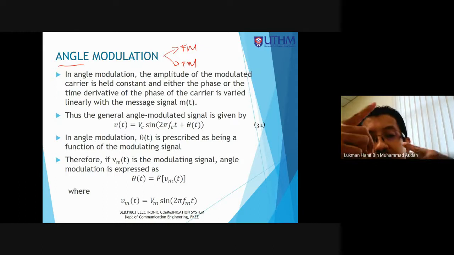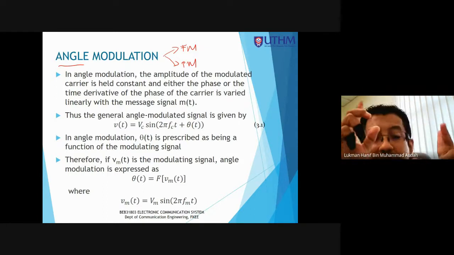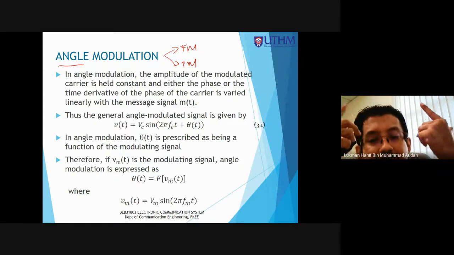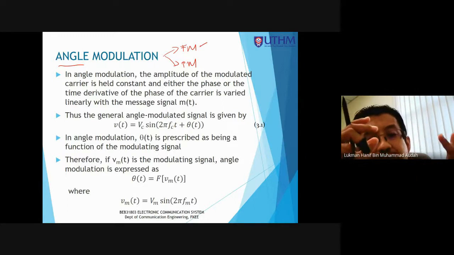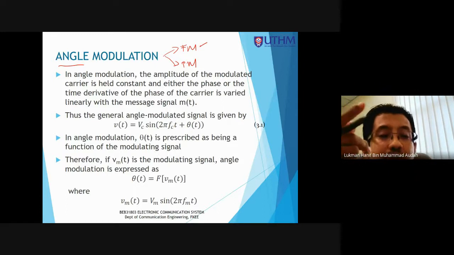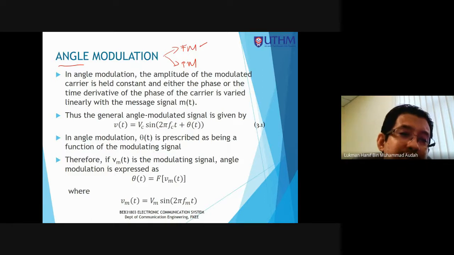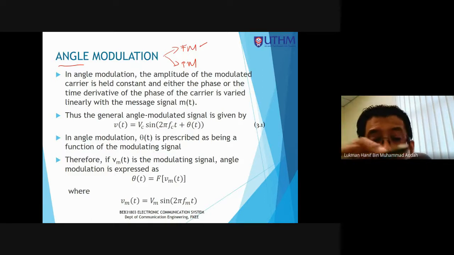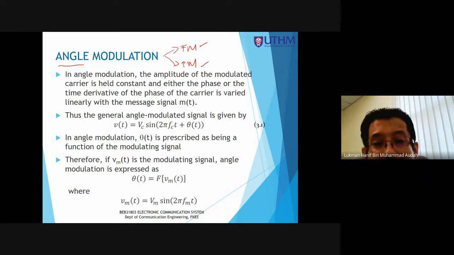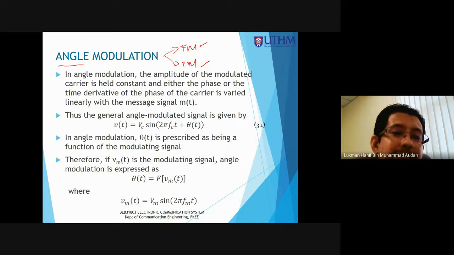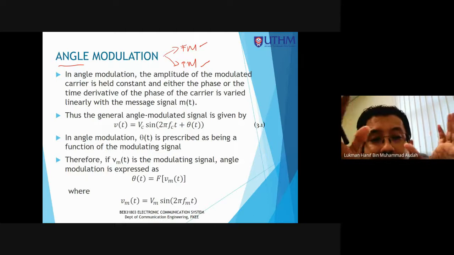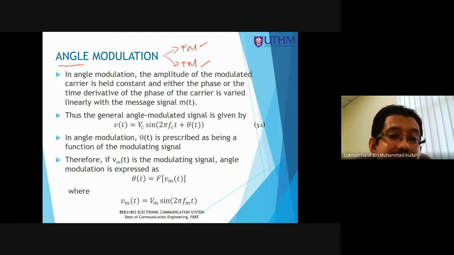Okay, kalau kita melakukan proses FM, remember class, when we do the process of FM, we are indirectly doing the process of PM secara tak langsung. And when we do the process of PM, we are indirectly doing the process of FM secara tak langsung. So sebenarnya kita buat dua benda. Dia berlaku secara tak langsung. Macam mana boleh macam tu? Nanti kita akan lihat. Okay.